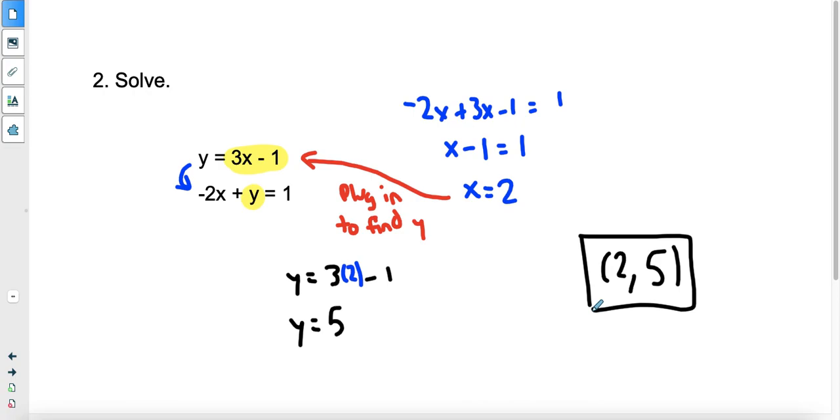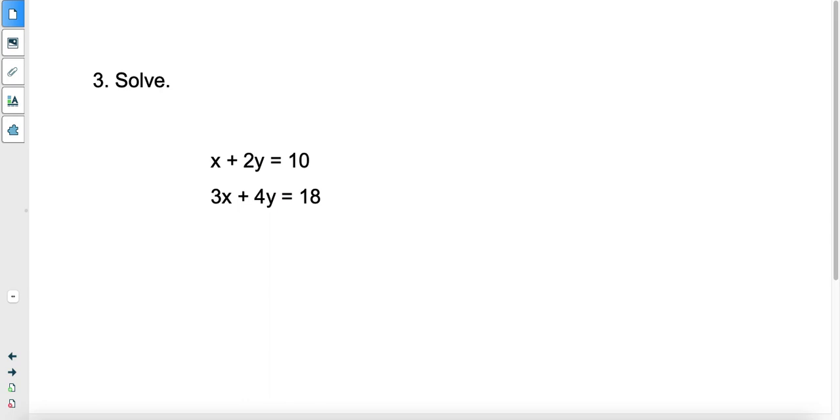So, all I'm doing to solve using substitution is plugging in either my x or my y value into the other equation. Let's take a look at one more example.